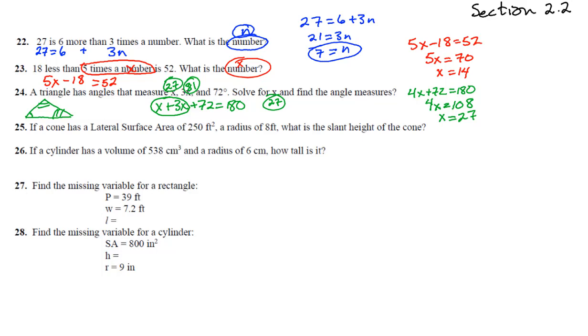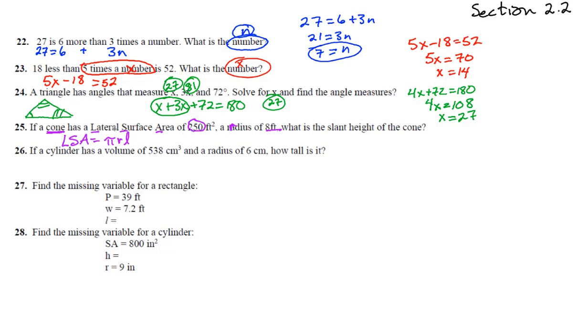Excellent. Next one. Number 25, if a cone, we have a shape here, so we look for the formula that has LSA, lateral surface area. And we check in our book, and the formula is LSA equals pi times radius times the slant height. All right, it has an area of 250 feet, so that 250 will go in for the LSA. A radius, that's R, of 8 feet. What is the slant height?